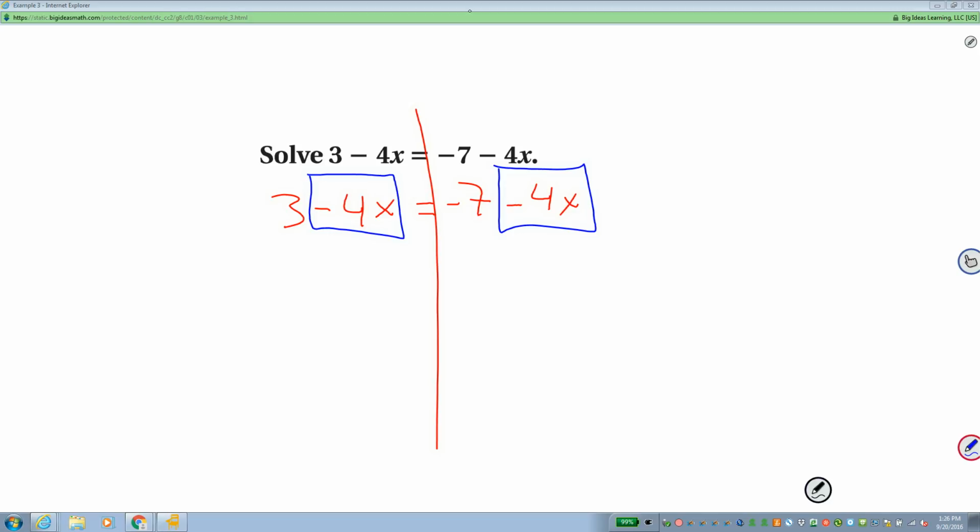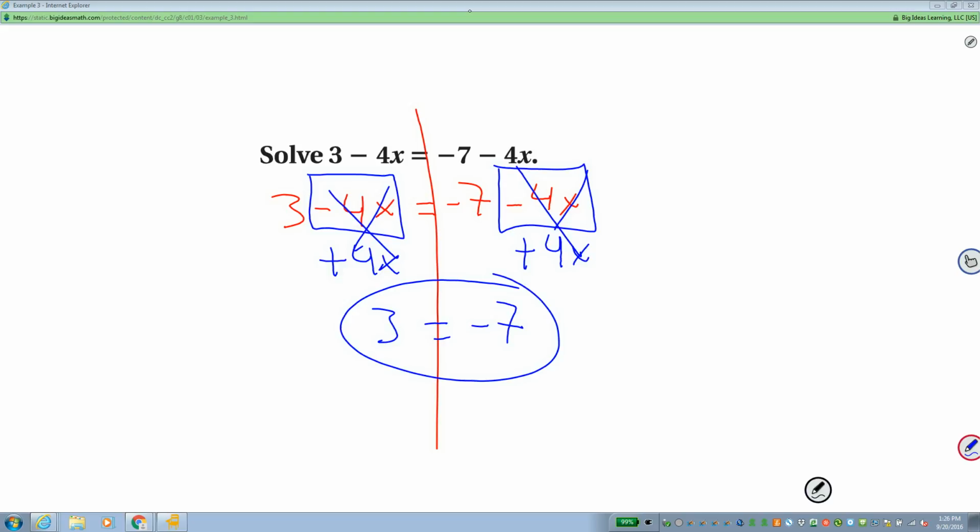So let's just go ahead and isolate it. Aaron, what do you got to do first? Add 4x. So I add 4x to this side, cancels that out. The 3 is still on that side. On this side, I'm going to add 4x. That cancels out. And we got negative 7. So that's what we're left with. We could tell that there's no solution to this because 3 does not equal negative 7. So in this case, what you would write for your answer would just be no solution. Okay? No solution. Done. That's it.